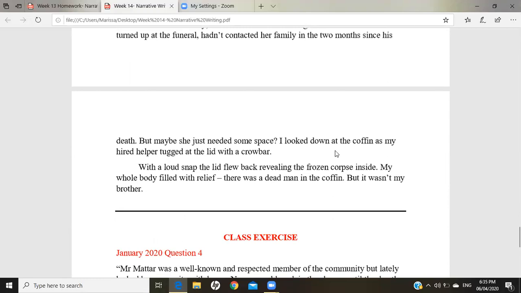I looked down at the coffin as my hired helper tugged at the lid with a crowbar. With a loud snap, the lid flew back, revealing the frozen corpse inside. My whole body filled with relief. There was a dead man in the coffin, but it wasn't my brother.